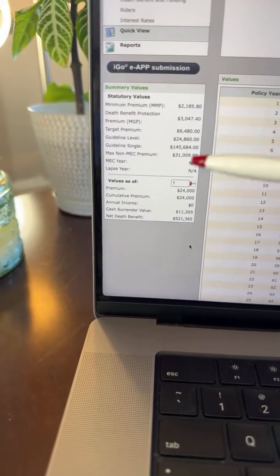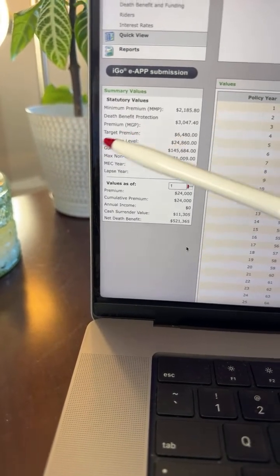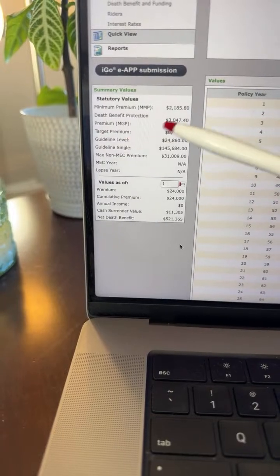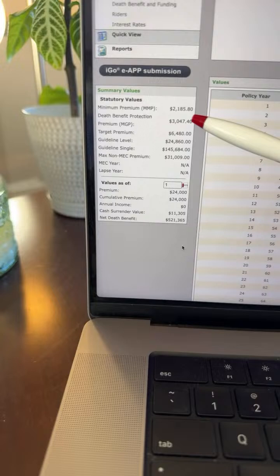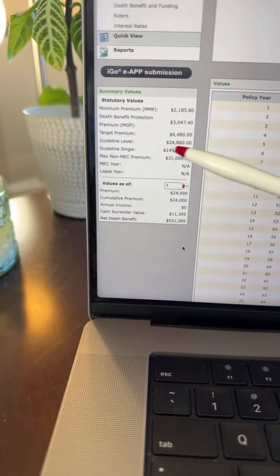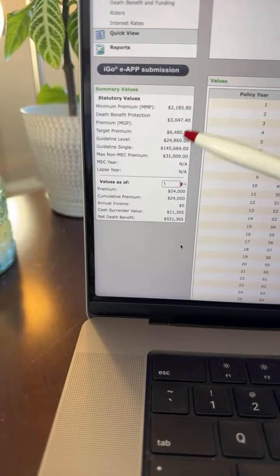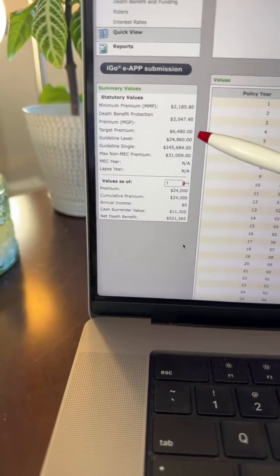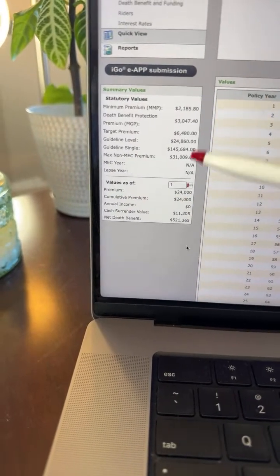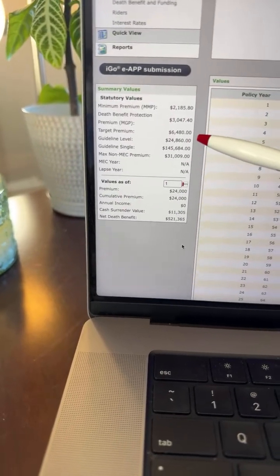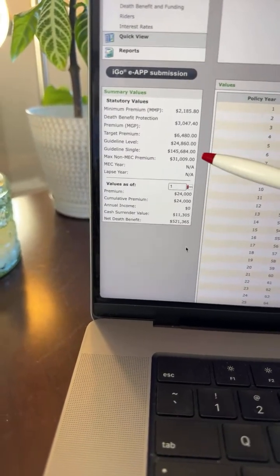And then I would say probably your next most important number to take a look at is your target premium. The best way I explain this to the client is, if your goal is to grow cash value, you always want to be putting in more money than what this target number says. So if the target number on this is $6,480 per year, your goal should be to put in $7,000, $8,000, $10,000, $12,000. Everything in excess of this target is really helping boost and grow the cash value significantly.